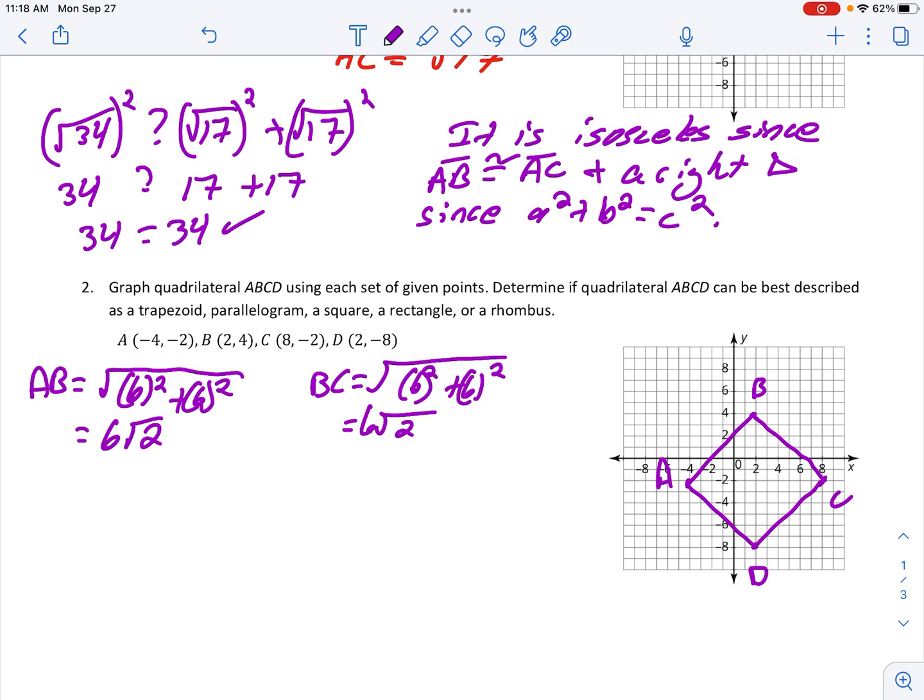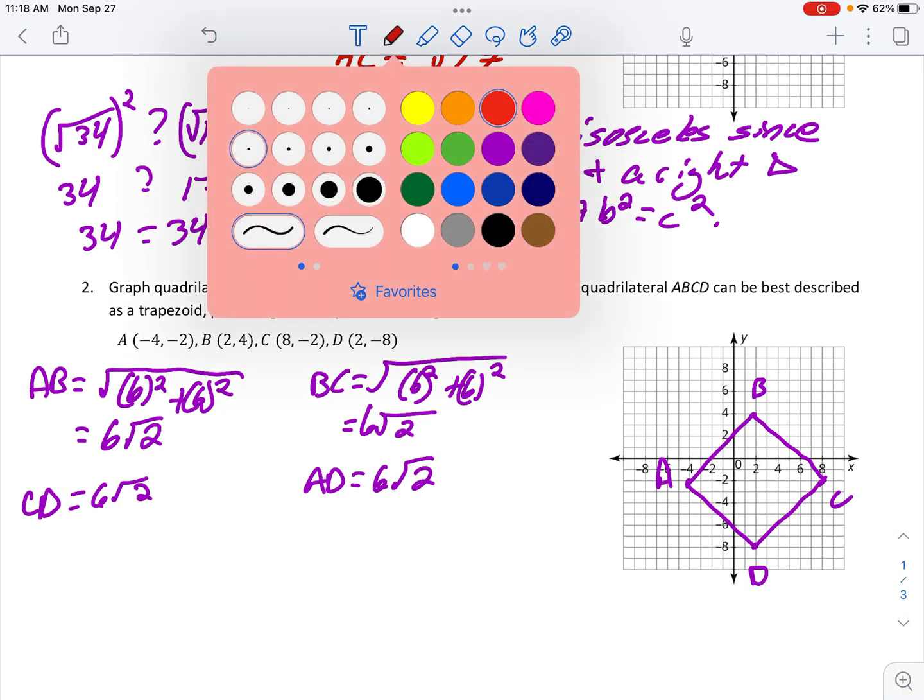Okay, when I work out CD, again, I've worked this out before, we get ourselves another 6 root 2. And when I work out the last side, AD, I also get another 6 root 2. So we are down to either a rhombus or a square. Now it's about the slopes.